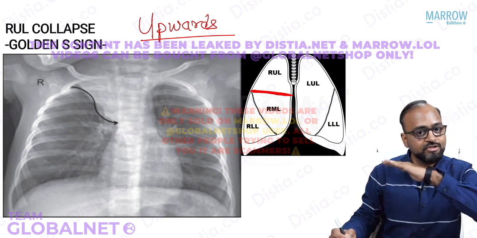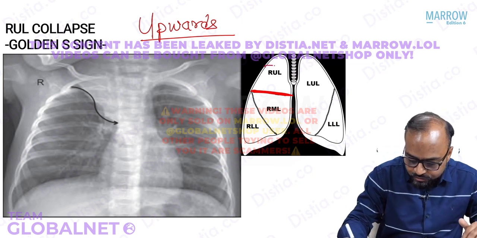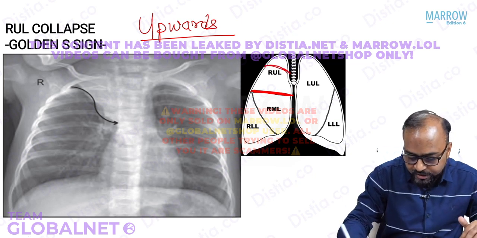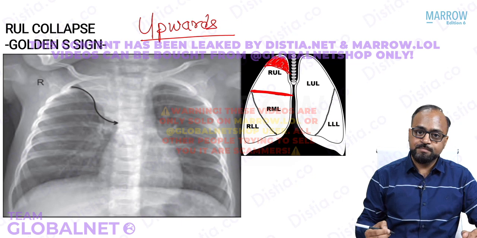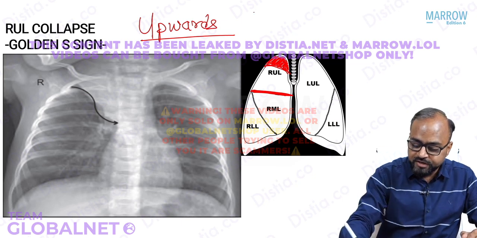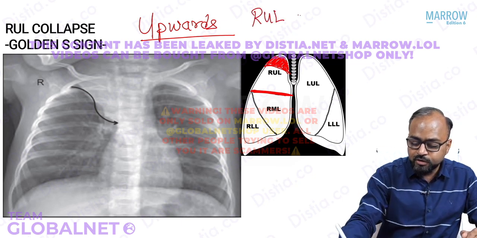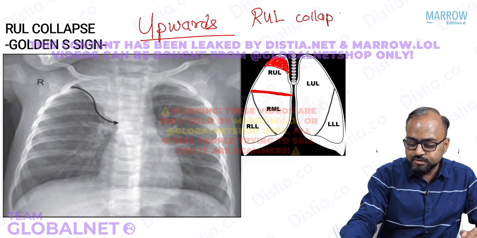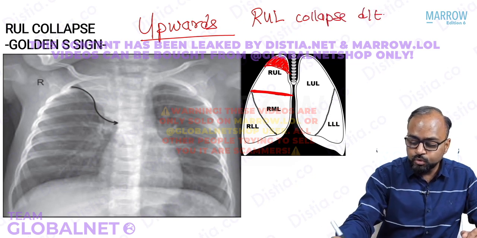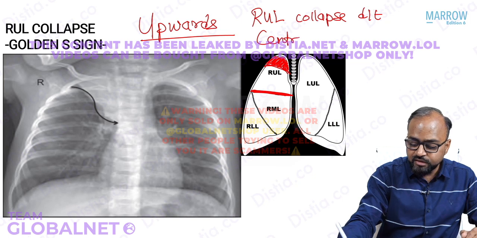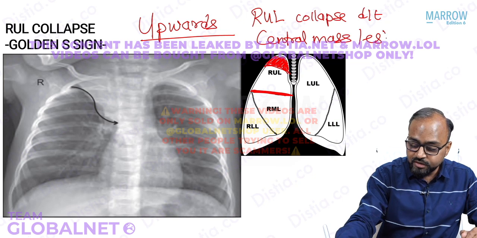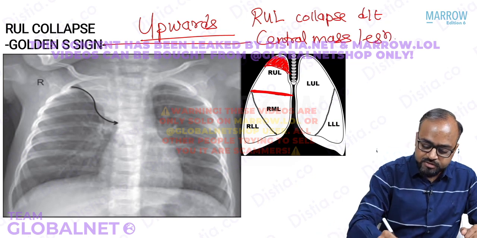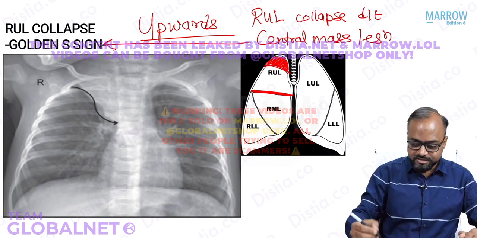So this horizontal fissure will get pulled upwards. The horizontal fissure will go up here like this, and this will be the collapsed lung here. This is how right upper lobe collapse happens. Now, if there is right upper lobe collapse due to a central mass lesion, it creates a classic appearance that is called the Golden S sign.